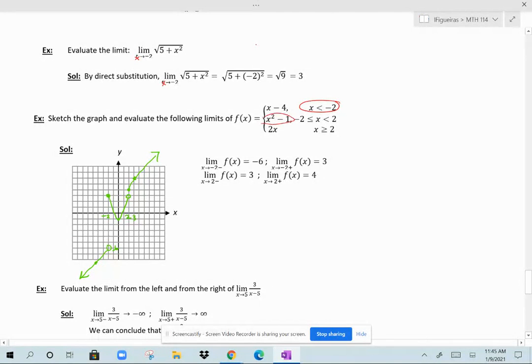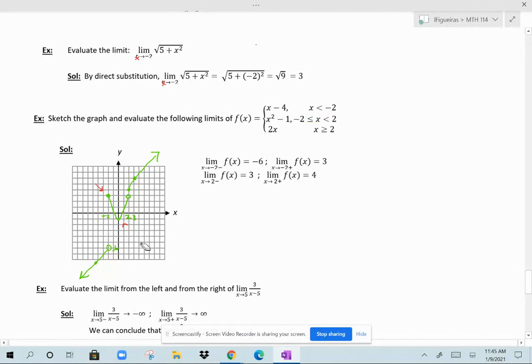X squared minus 1 is a parabola with a vertex at 0, -1. So I plotted the vertex, and I also plugged in -2 and 2 into x squared minus 1, and those both give you a value of 3. So here, -2, 3 is solid because it's less than or equal, but here at 2, 3, it's open because of the only less than sign, not less than or equal.